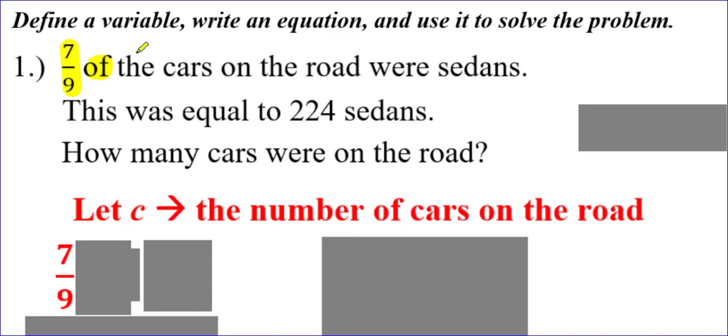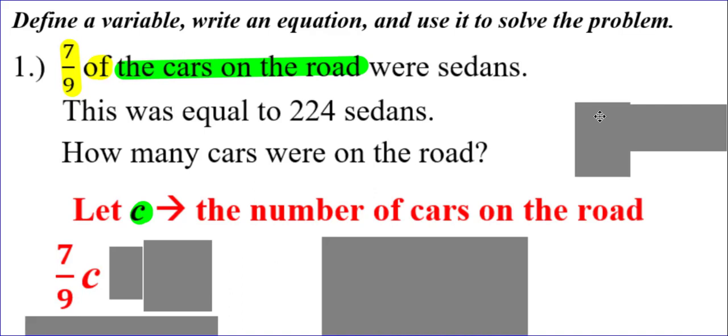So what does the rest of the sentence say? Well, it says 7/9 of the cars on the road. Well, didn't we just say that the number of cars on the road is our variable C? Ah, we did. So that means we're going to take 7/9 of the C, 7/9 times the C. Well, you actually do not need a times dot when you have a fraction times a variable. So we're not even going to bother putting a times dot there. We'll just put the C next to the fraction, and that will mean multiplication.